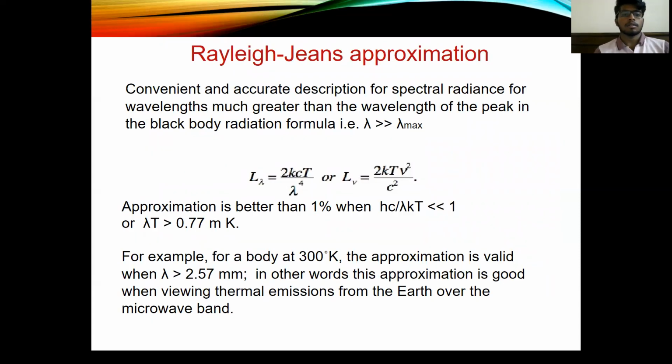Rayleigh-Jeans approximation. A convenient and accurate description for spectral radiance for wavelengths much greater than the wavelength of the peak in the black body radiation formula. That is, lambda greater than lambda max, L lambda equals 2 kT by lambda to the power 4, or L nu equals 2 kT nu squared by c squared. The approximation is better than 1% when c by lambda kT is less than 1, or lambda T greater than 0.77 meter Kelvin. For example, for a body at 300 Kelvin, the approximation is valid when lambda is greater than 2.57 millimeter. In other words, this approximation is good when viewing thermal emissions from the Earth over the microwave band.